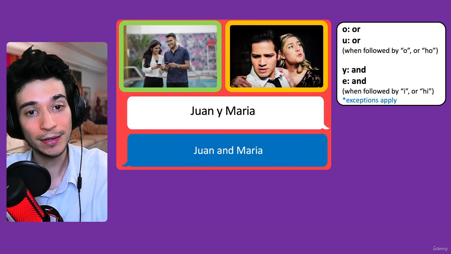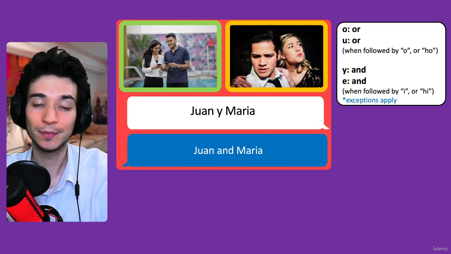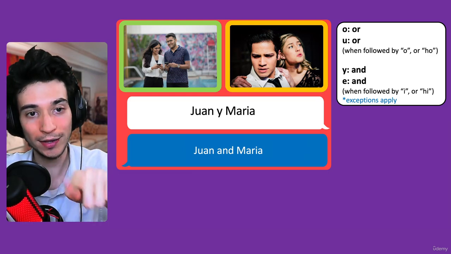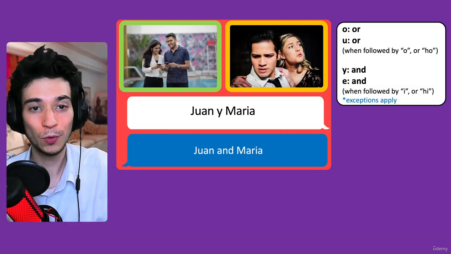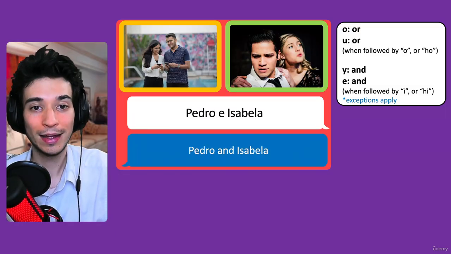Okay, let's try some examples. Juan y María. Juan and Maria. So the letter Y stays Y because Maria starts with M. Juan y María.